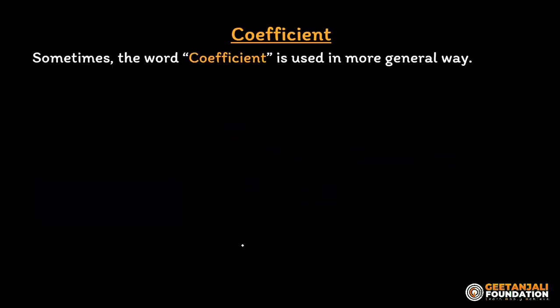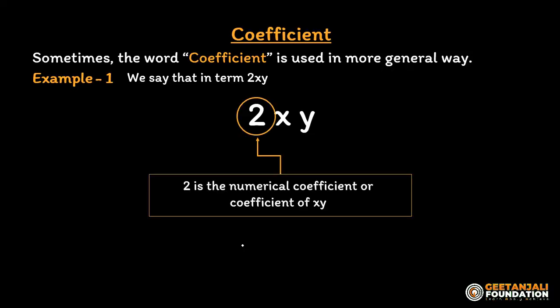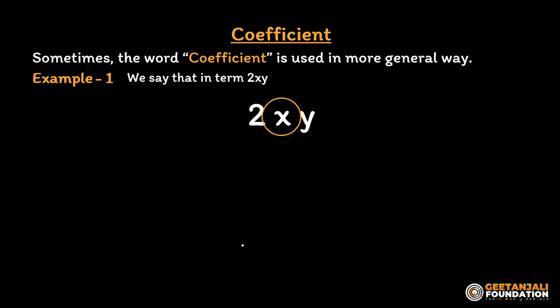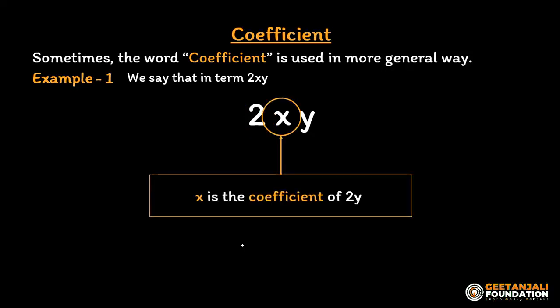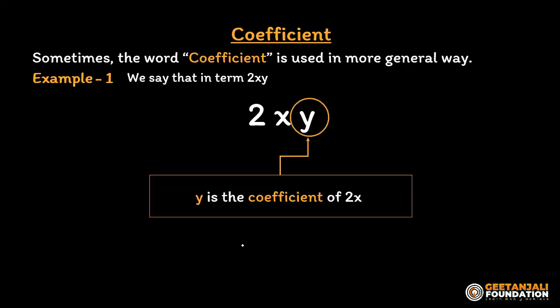Sometimes you will see the word coefficient used in a more general way. Previously we have seen the numerical coefficient, but sometimes you may need to work differently with coefficients. Suppose I take the term 2xy. In this term 2xy, I can define its coefficient in many ways. First, 2 is the coefficient of xy. Second, if I take x, then x is the coefficient of 2y. Now if I take y, then y is the coefficient of 2x.